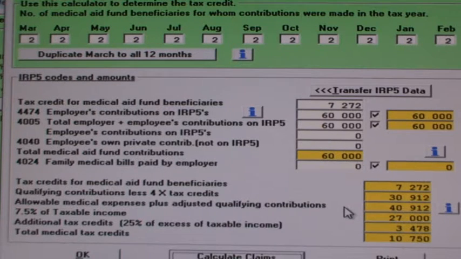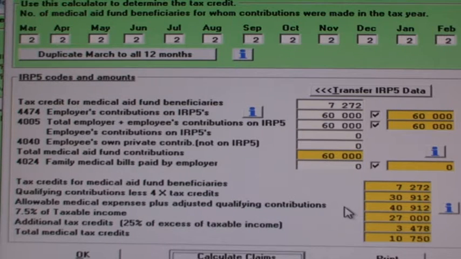in each case. In this example, the 60,000 Rand total contributions less 4 times the beneficiary tax credits of 7,272 is 60,000 Rand less 29,088, which equals 30,912. We add the 10,000 Rand claim for code 4020 out-of-pocket expenses and we get 40,912 Rand. Now we get to the part in the formula where the taxable income affects our answers.